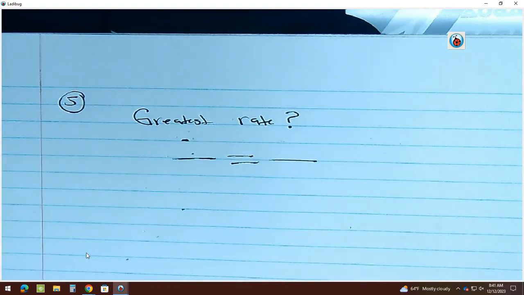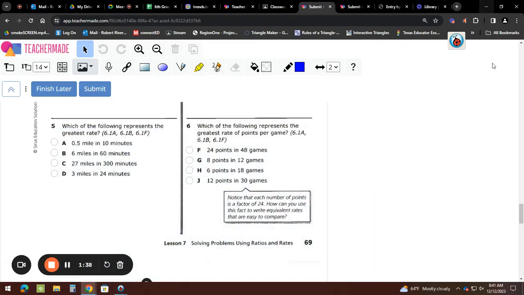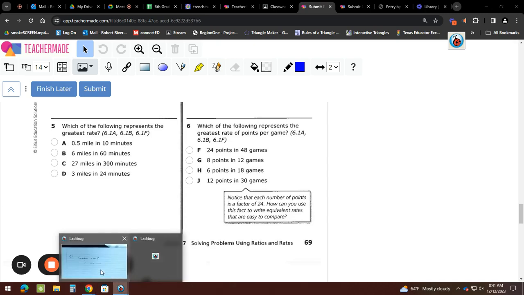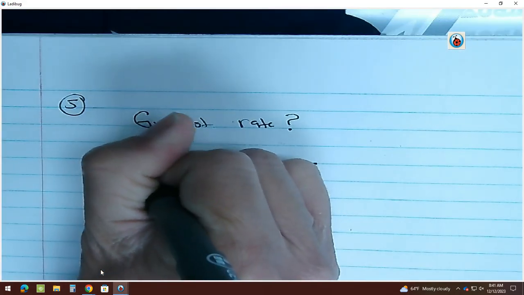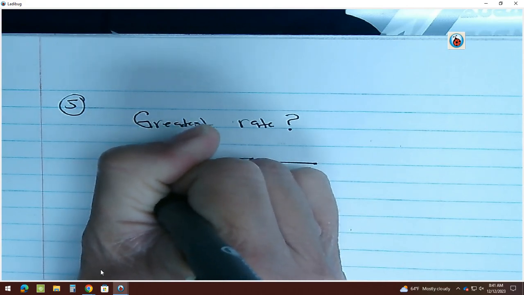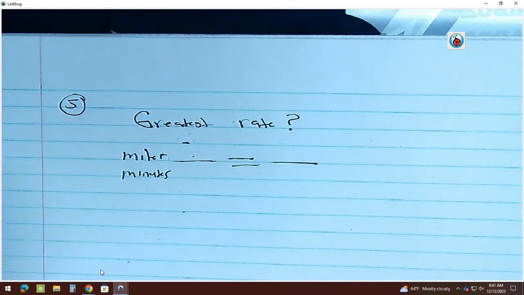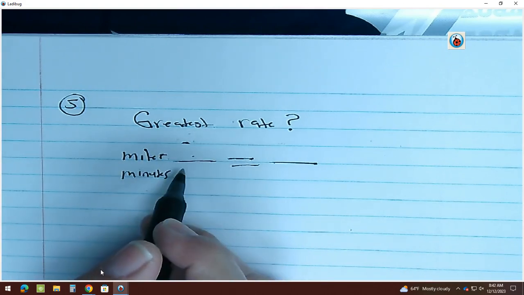But before I set up anything, what words should I use? What's my words that I'm gonna use for this one? Look at the choice. Thank you, Andrea. Miles and what? Miles and minutes. So my ratio is miles to minutes. Since they want to find out what's the greatest rate, I'm going to start with choice A.